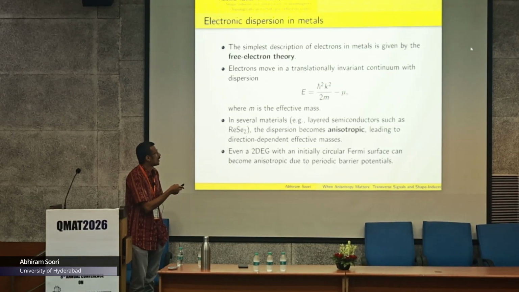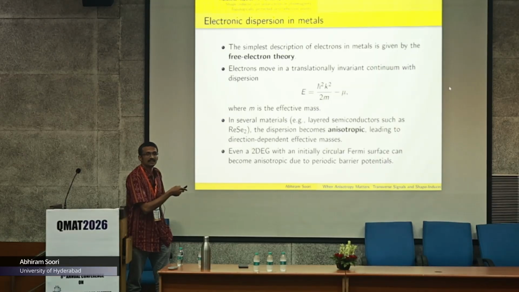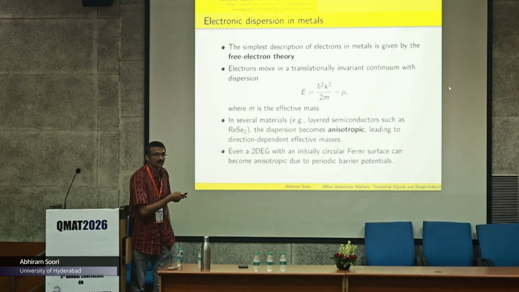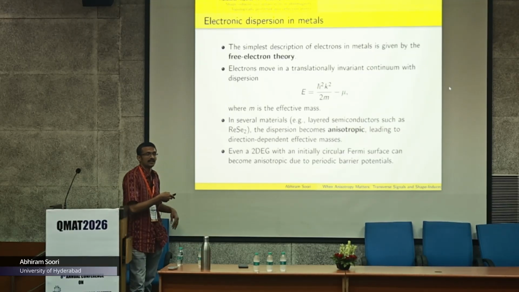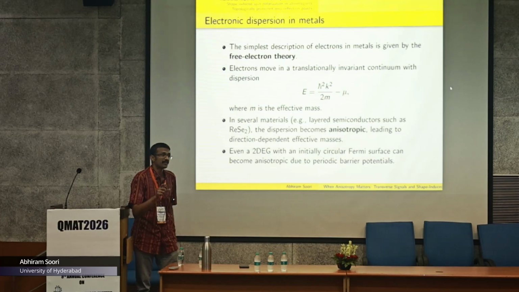For example, the dispersion would be ħ²kx² by 2mx plus ħ²ky² divided by 2my. So the Fermi surface that results from this kind of anisotropic effective mass is basically an elliptical Fermi surface. But let's say you take a 2-dimensional electron gas which initially has a circular Fermi surface. You can actually put a series of barriers in a particular direction to make the effective masses different in different directions. So that you can always do.